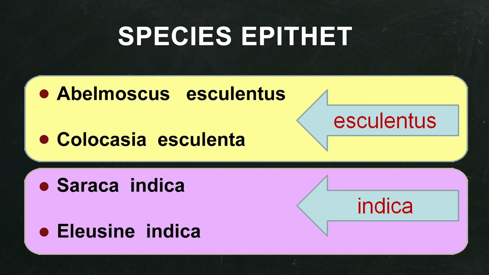You see, what is esculenta? It means edible. And when we join this word with the genus name Abelmoschus, with the species epithet esculenta, it represents Abelmoschus esculenta, that means the bhendi plant. But if we use this esculenta with another genus, it will represent another name.